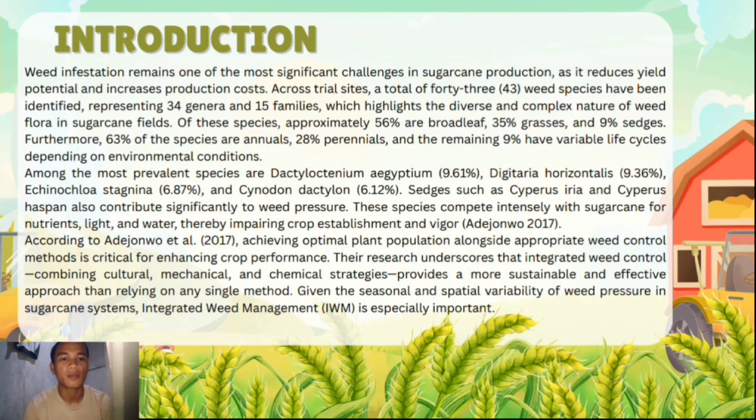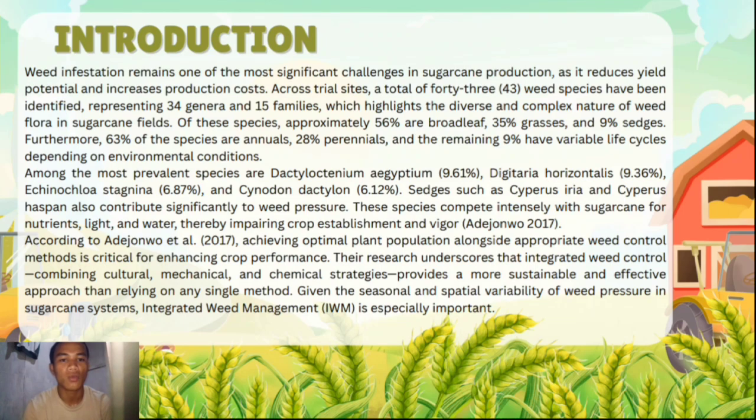Among the most prevalent species are Dactyloctenium aegyptium, 9.61%, Digitaria horizontalis, 9.36%, Echinochloa stagnina, 6.87%, and Cynodon dactylon, 6.12%. Sedges such as Cyperus rotundus and Cyperus esculentus also contribute significantly to weed pressure. These species compete intensely with sugarcane for nutrients, light, and water, thereby impairing crop establishment and vigor.